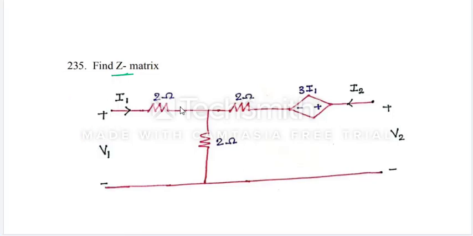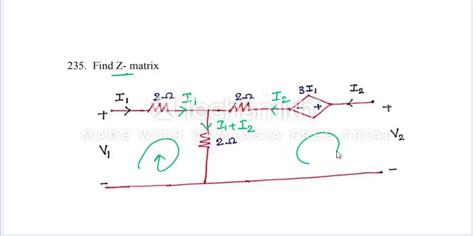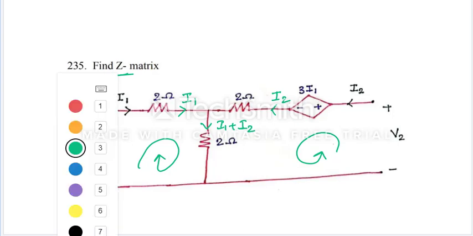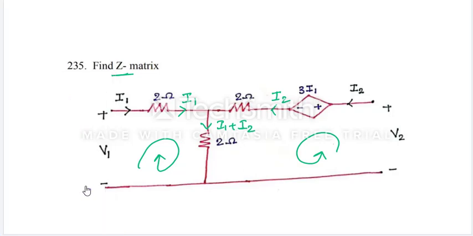Right. And this current is I1. This current is I2. Now this current is what? I1 plus I2. So I can apply KVL in this loop, and KVL in this loop. Then tell me the KVL in the first loop now here. What will we get now here? KVL in the first loop here.